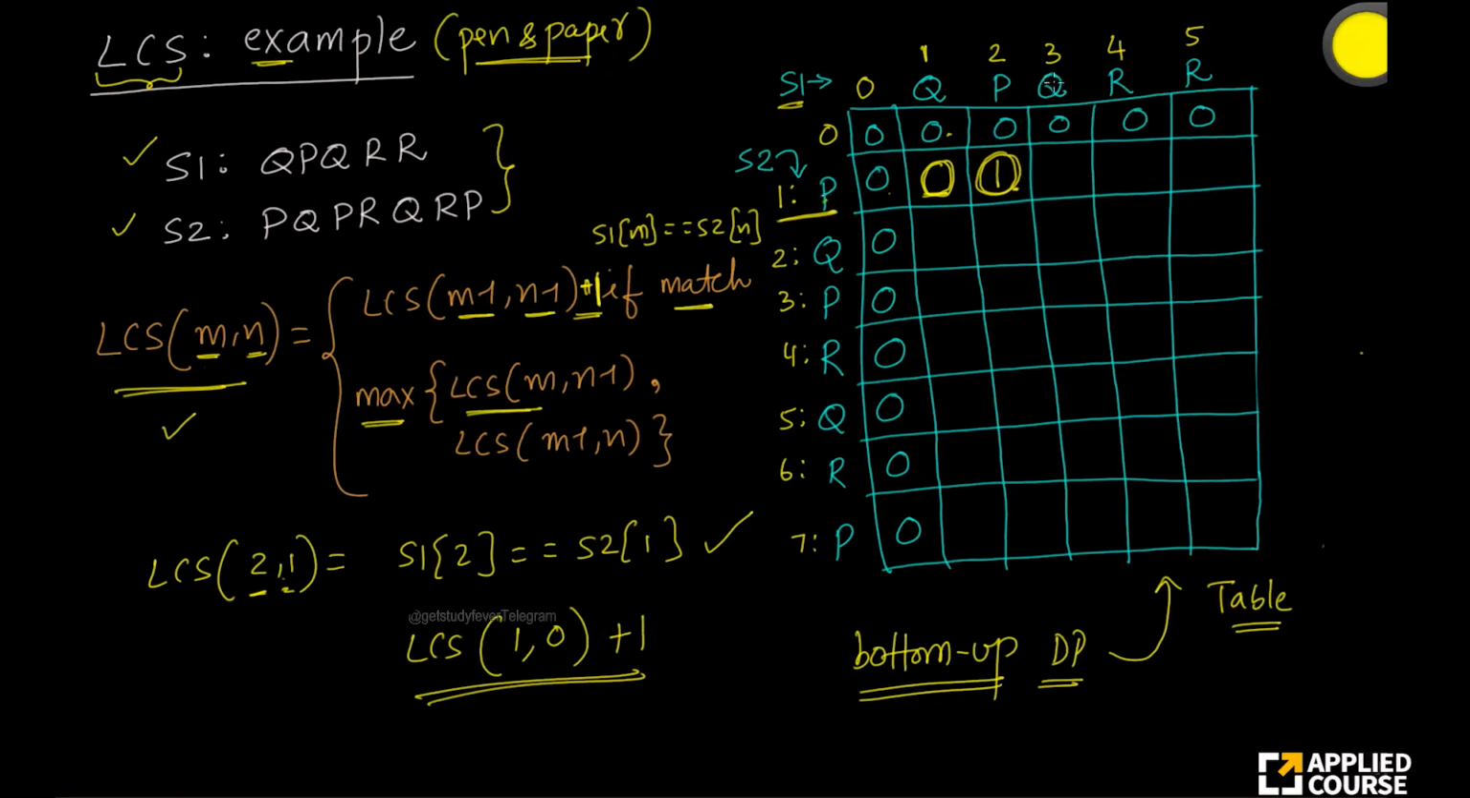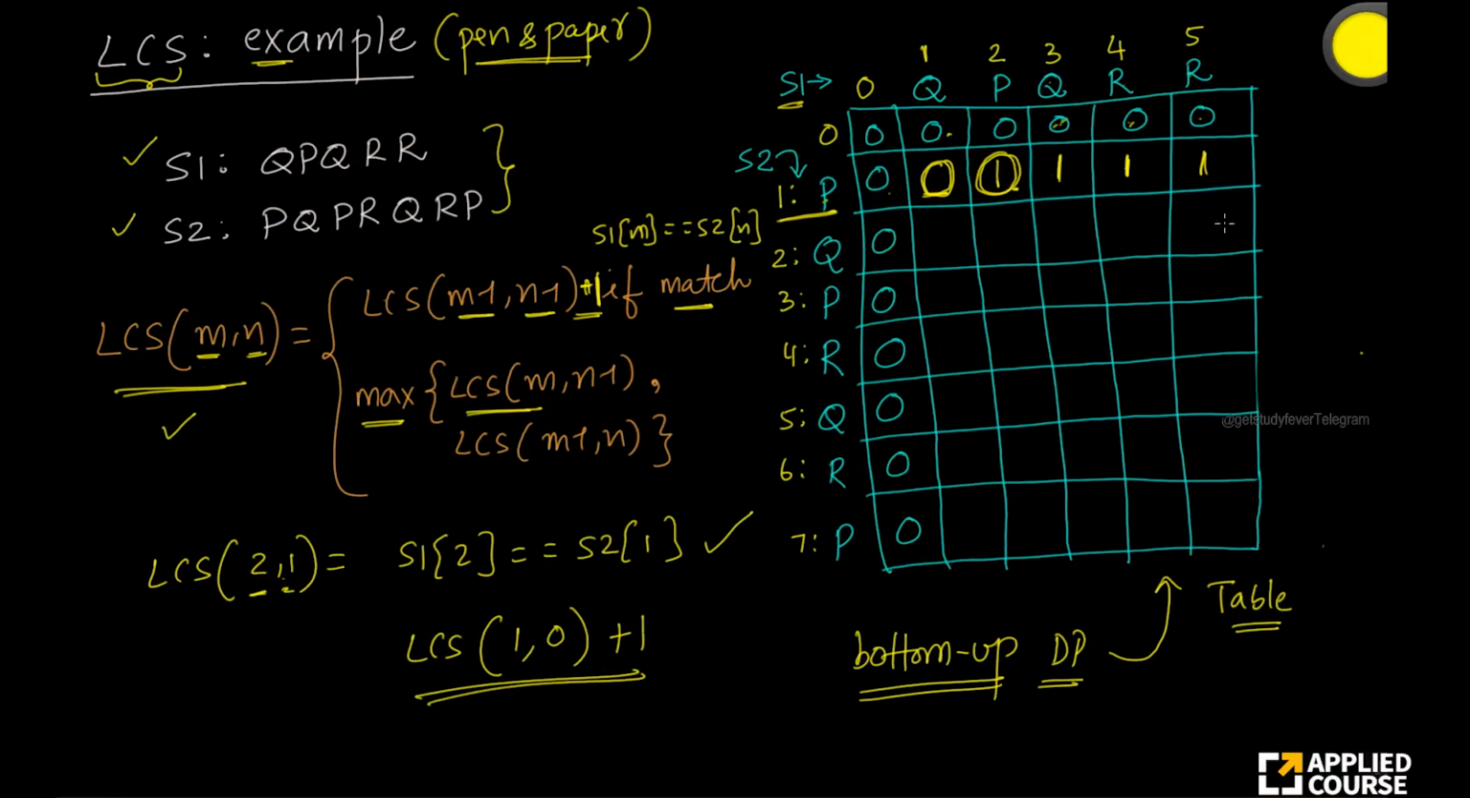Now if I compare this with this, Q and P do not match. Since they do not match, what should I do? I should just take the max between these two. Logically, since Q and P do not match, I take the max between these two, which is going to be 1. There is no match here. Then R and P don't match, so I take the max between these two and fill this here.